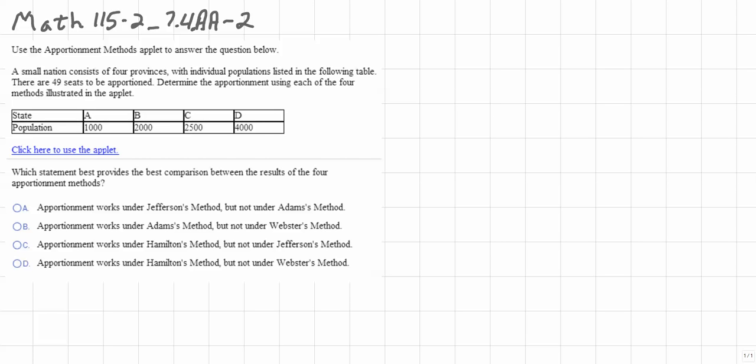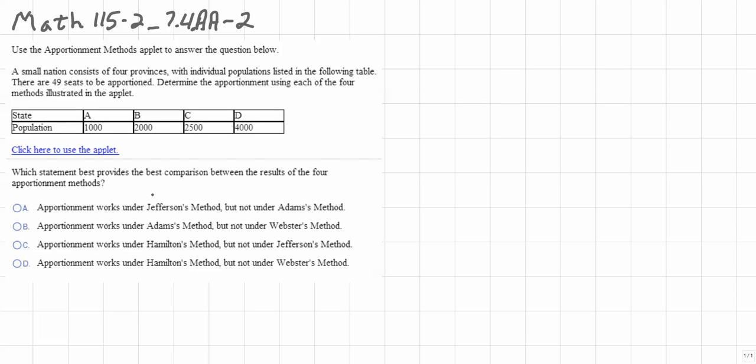We're given the following table where we have 4 states A, B, C, D, and the following respective populations: 1,000, 2,000, 2,500, and 4,000. You'll then click the blue link, click here to use the applet, but let's look at the statements here. Which statement best describes the best comparison between the results of the 4 apportionment methods?